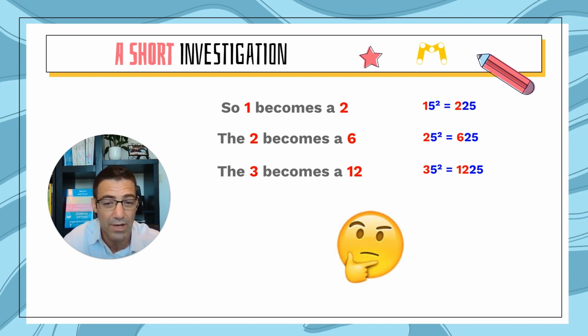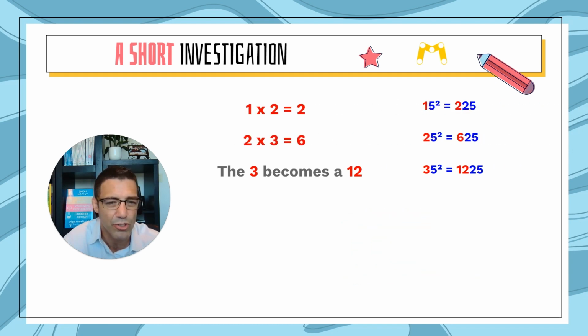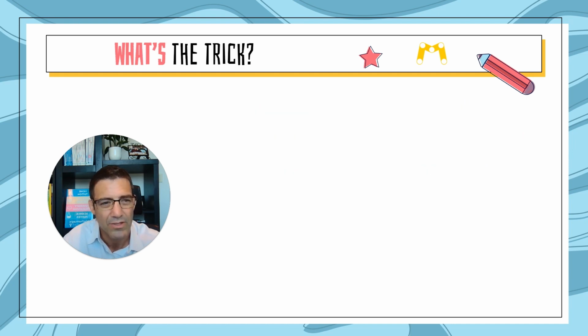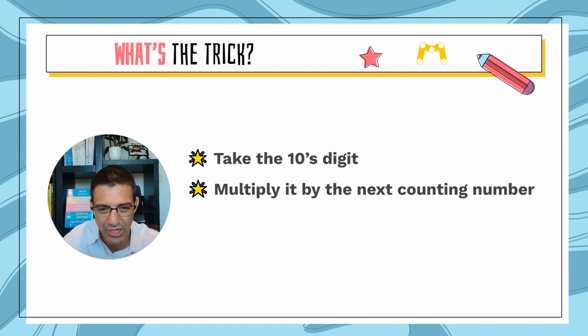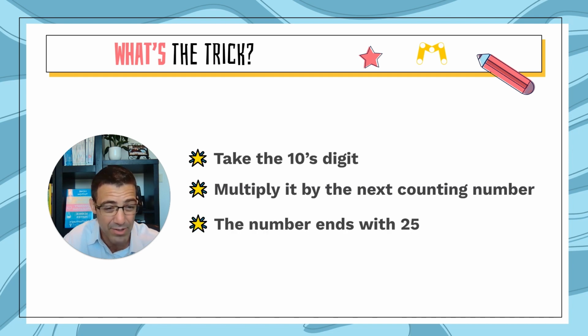If we have a number that starts with a 3, we'd like to do 3 times 4. So 4 is the next counting number. It's the number after 3. So you take the first digit and you multiply it by the next counting number. If the number starts with a 7, you probably want to do 7 times 8 and stick a 25 at the end of it. So 1 times 2 is 2, 2 times 3 is 6, and 3 times 4 is 12. So what's the trick? You take the tens digit, multiply it by the next counting number, and then you end the number with a 25.